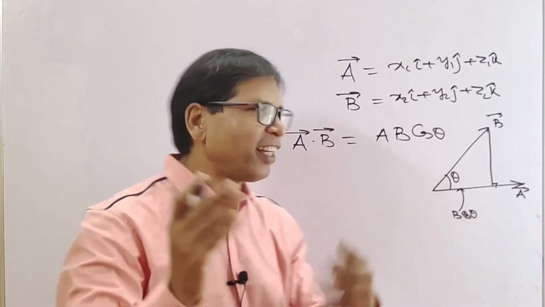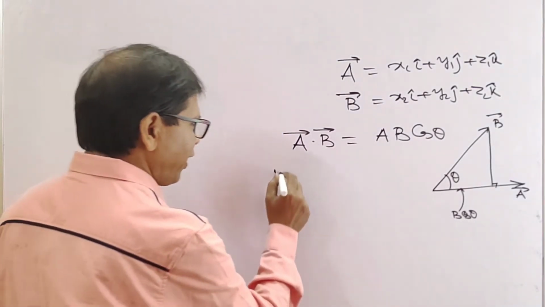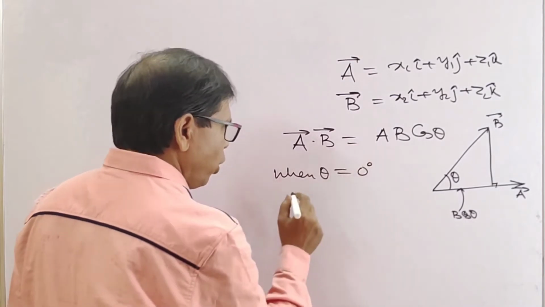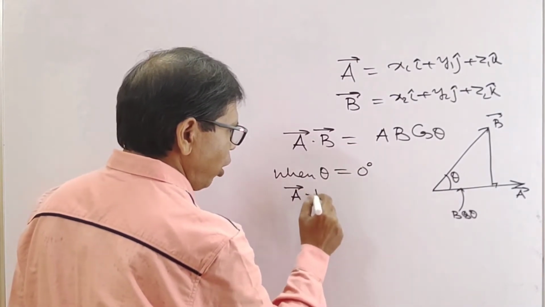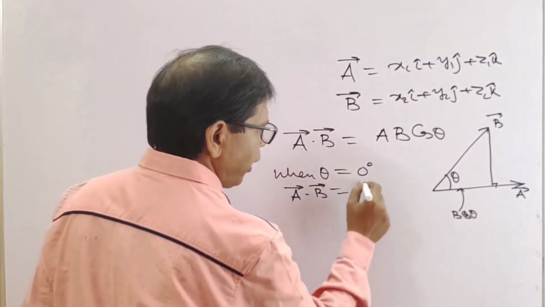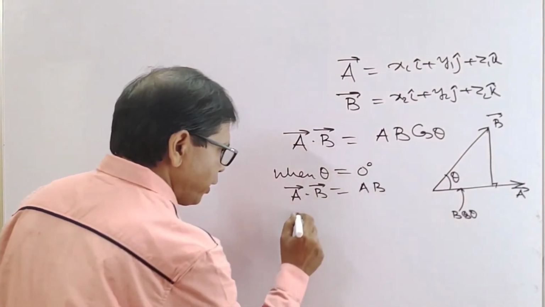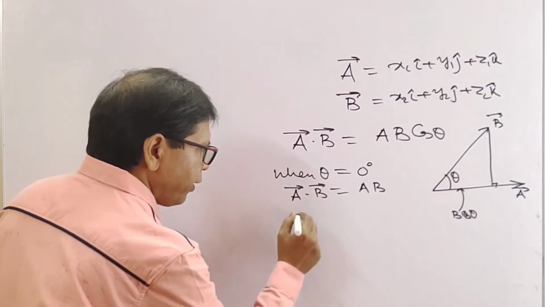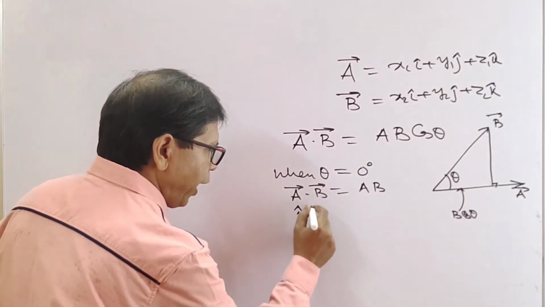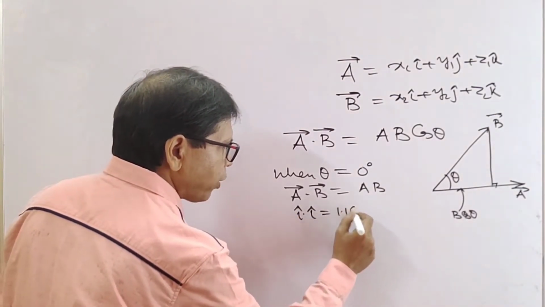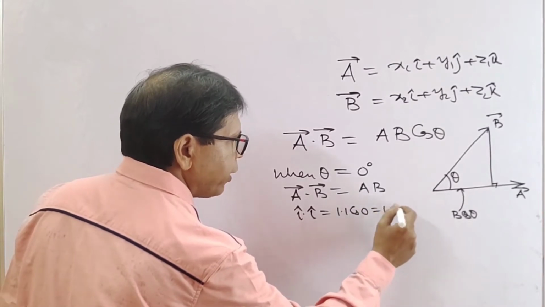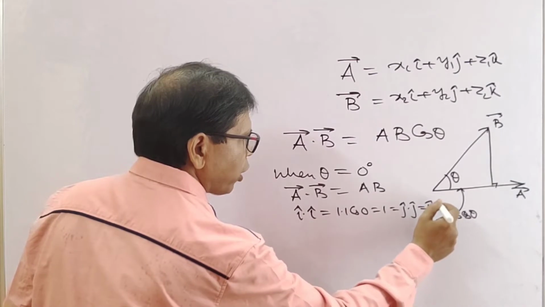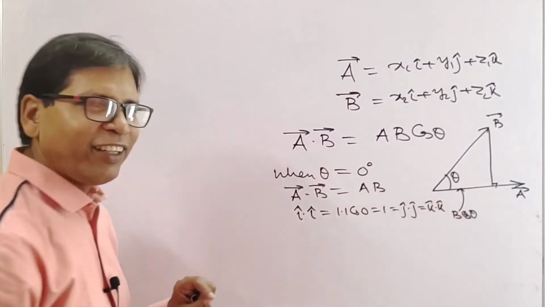Okay, now special cases. When theta is equal to 0 degrees, a dot b is equal to ab. That is, i cap dot i cap is equal to 1 into cos 0 degrees, which is 1, and likewise j dot j is equal to k dot k is equal to 1. Okay, understood?